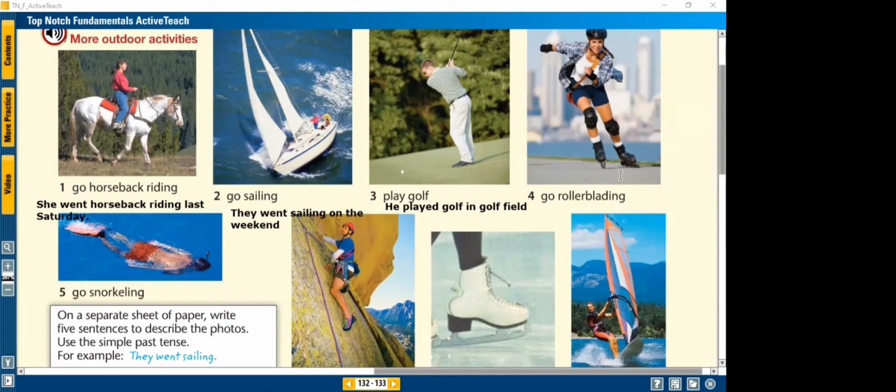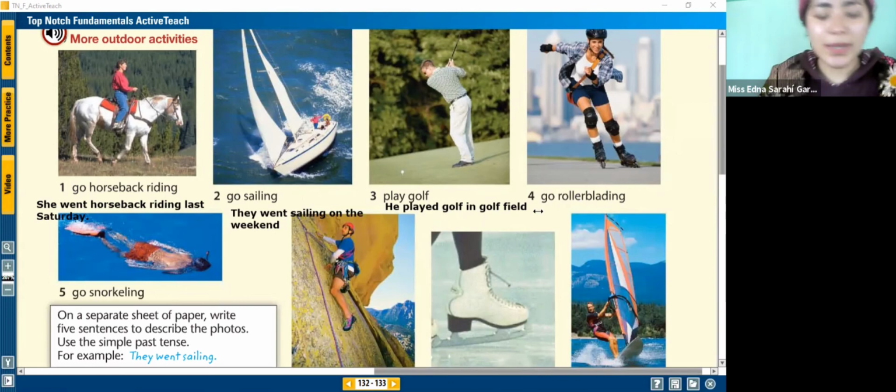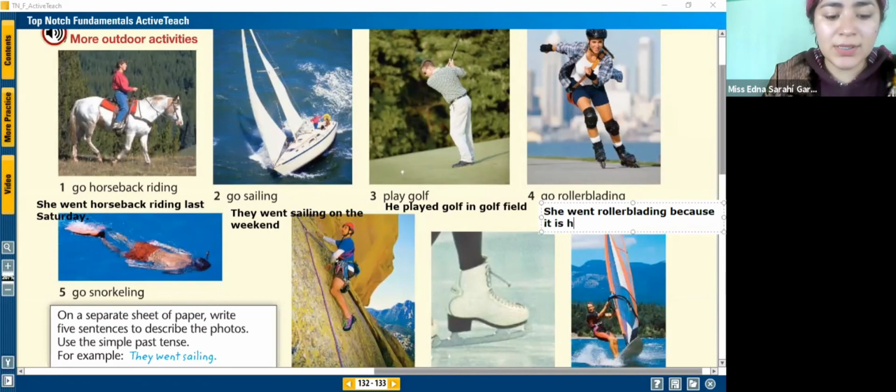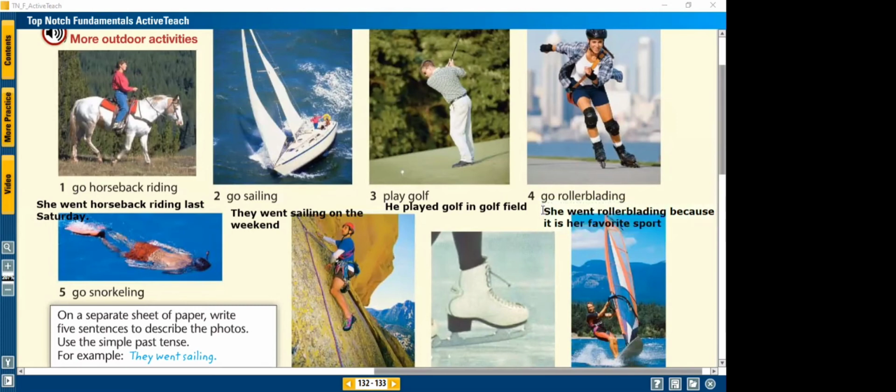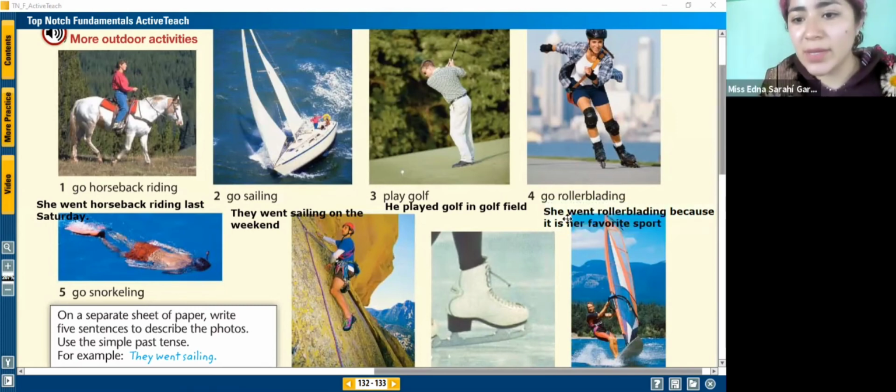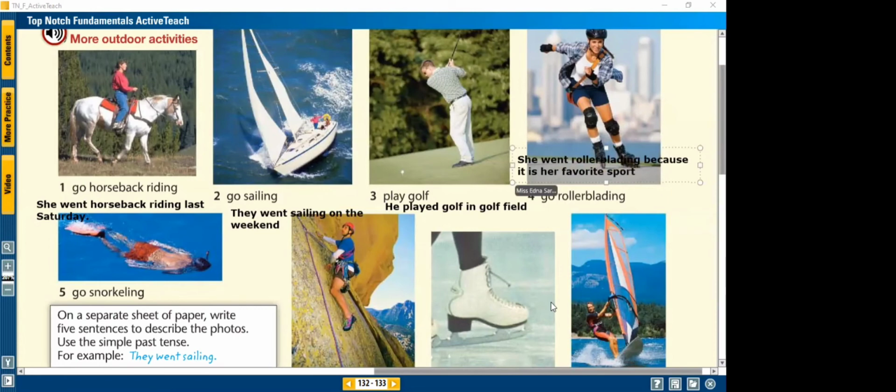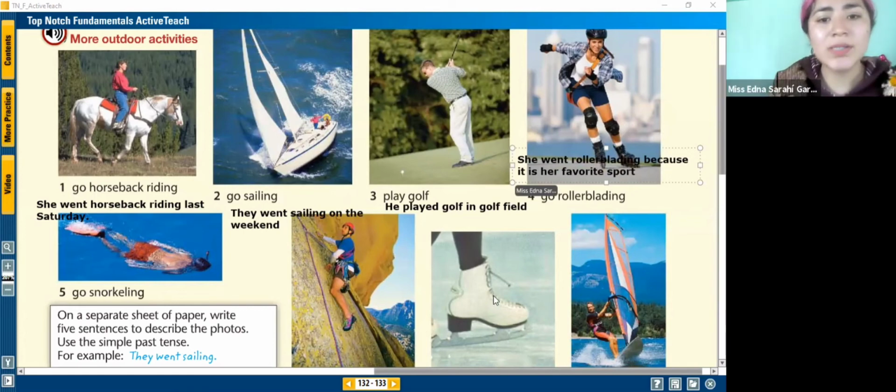Because it's the sport, is your sport favorite. Okay. She went rollerblading because it is her favorite sport. Can you please help me to read it one more time, Lilian? She went rollerblading because it is her favorite sport. Okay, thank you. Go snorkeling.